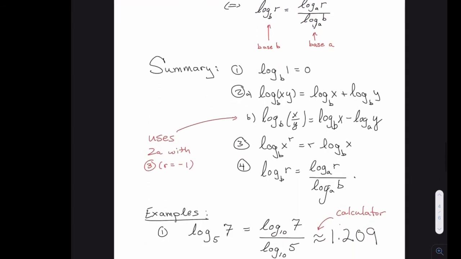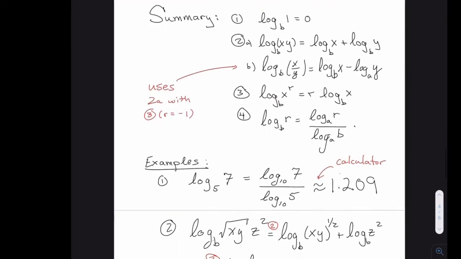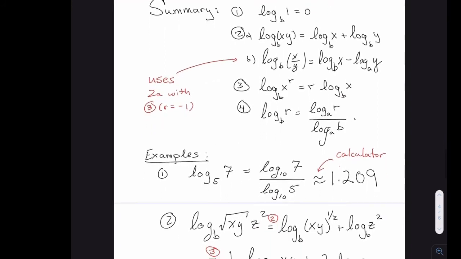Here's the summary of the properties of logs. I just rewrote them here. I did add one more property, which is b, which is just a combination of this when r is -1, and this one which we discussed also. So in this case, if we have division, this is the same as x times y to the -1, and then we can use this property to pull the minus out in front.